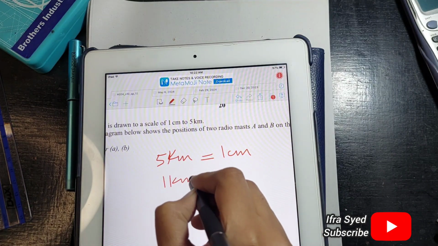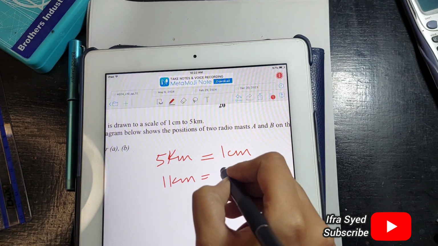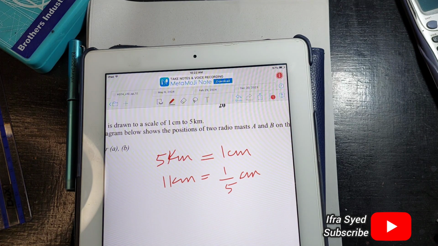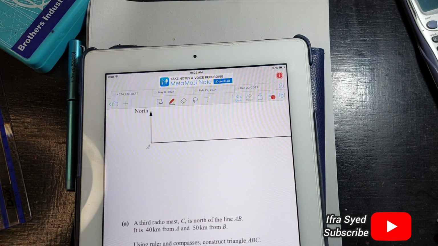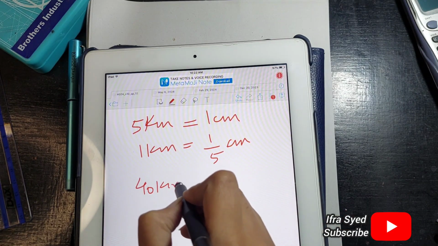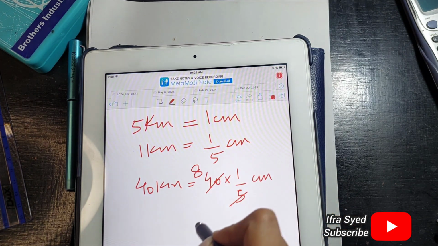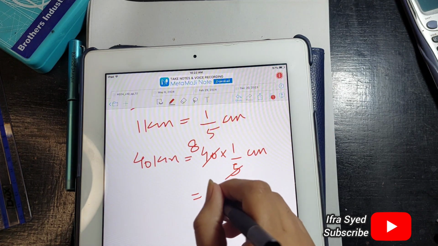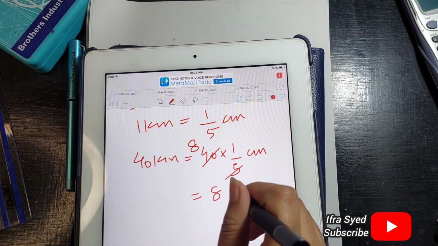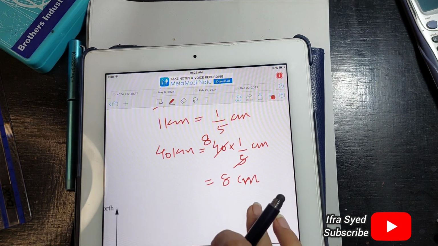So we can get 1 kilometer by dividing by 5 on both sides. So 1 kilometer is equal to 1 by 5 centimeters, and we have to find 40 kilometers and 50 kilometers. For finding 40 kilometers, we multiply by 40 on both sides. So 40 kilometers is equal to 40 multiplied by 1 by 5 centimeters. 5 into 8 is equal to 40, so 40 kilometers in actual is equal to 8 centimeters on the map.